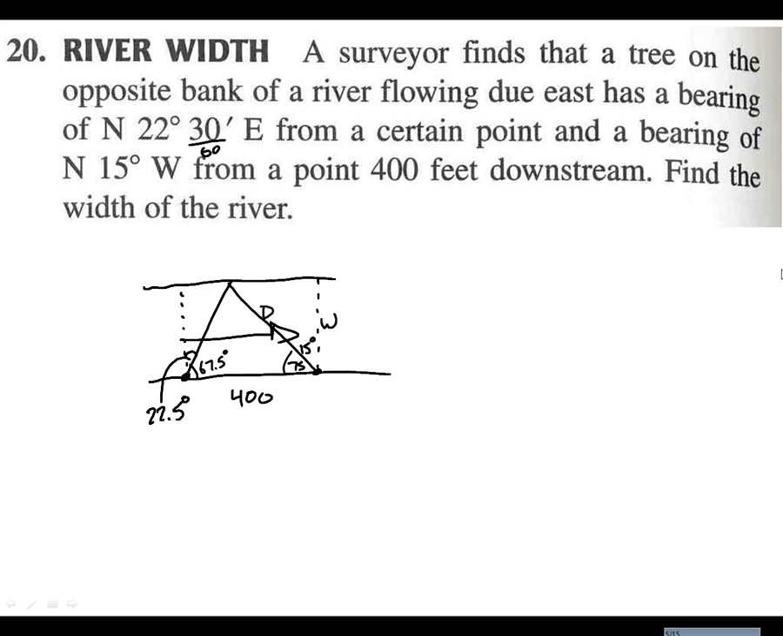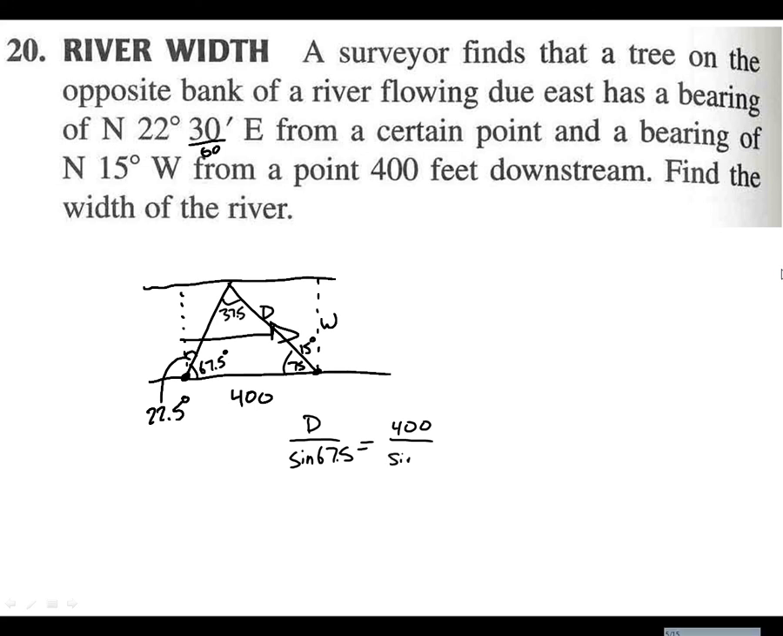And so D over sine of 67.5 equals 400 over, what's this angle in here? 180 minus 75 minus 67.5 is 37.5.